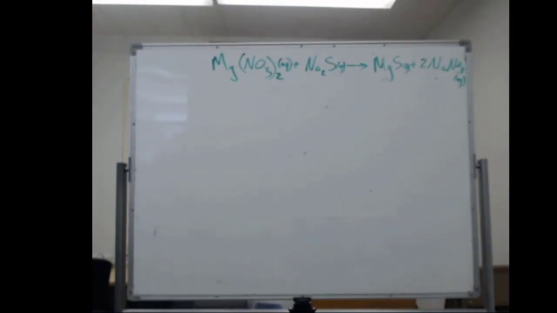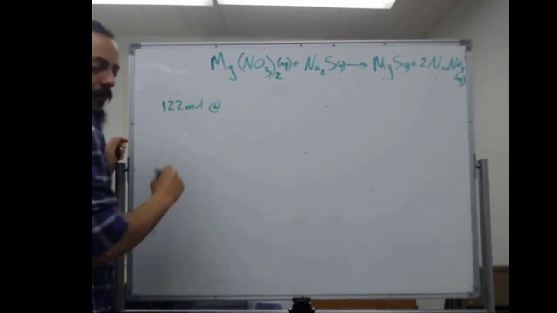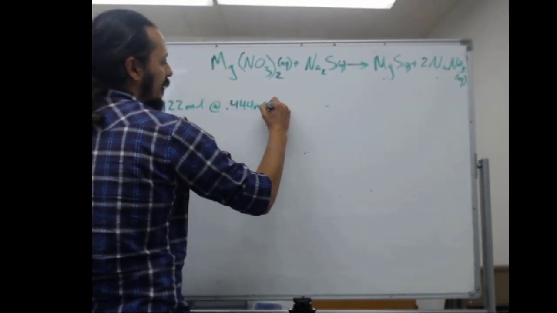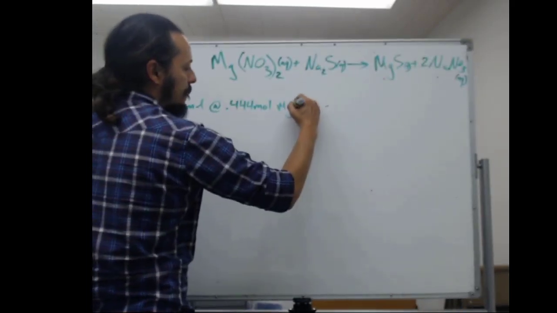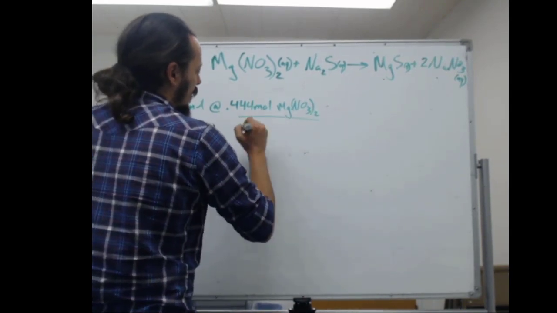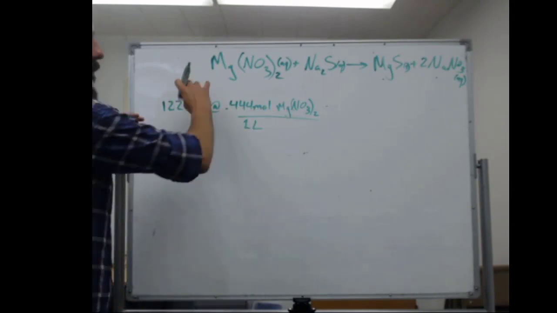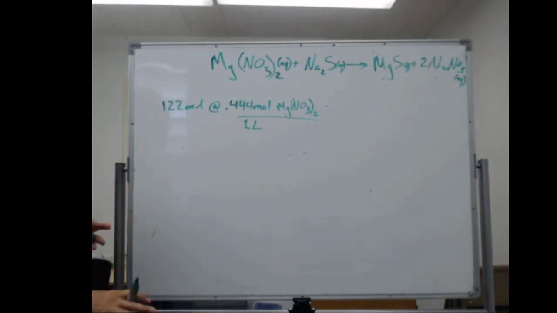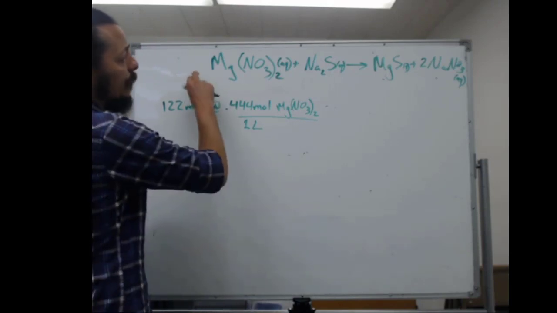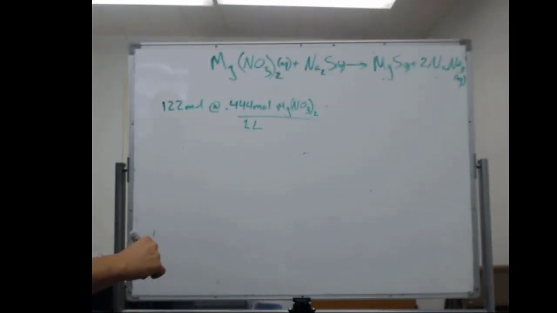We're going to take magnesium nitrate, and we're going to take 122 milliliters at 0.444 moles per liter. And you'll notice I'm always really careful with my units on the moles because with 4 different compounds, it's really easy to lose track of which thing you're looking at. This problem is going to be pretty straightforward because we're going to be looking at mostly just the 1-to-1 ratios. So our mole ratio is not going to be particularly tricky here.